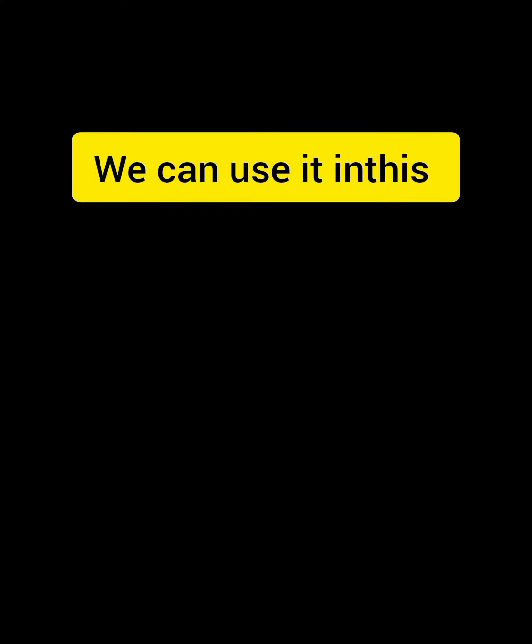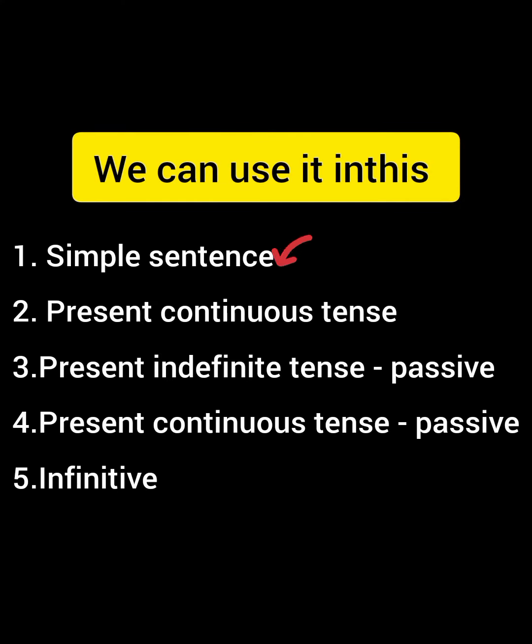We can use is, am, are with first simple sentence, second present continuous tense, and third present indefinite tense, but in a passive voice, fourth present continuous tense in a passive voice, and fifth infinitive.